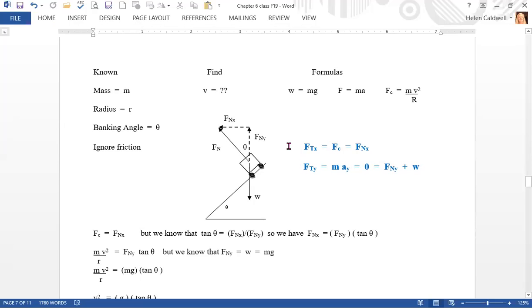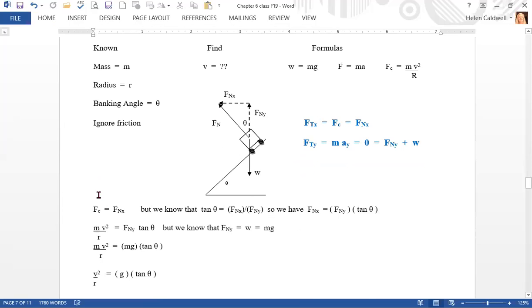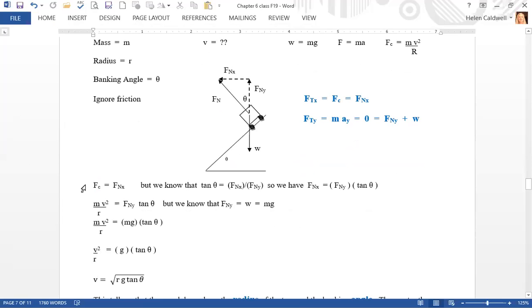You'll notice that F total X is equal to the centripetal force, which pulls us in. And in this picture, the only thing pulling us in is the X component of the normal force. And in the Y direction, the total force is 0, and it's the Y part of the normal force plus the weight. So again, those equations come from the picture. And you can look through the math. You are not required to know it or do it. I'll just give you the end result.